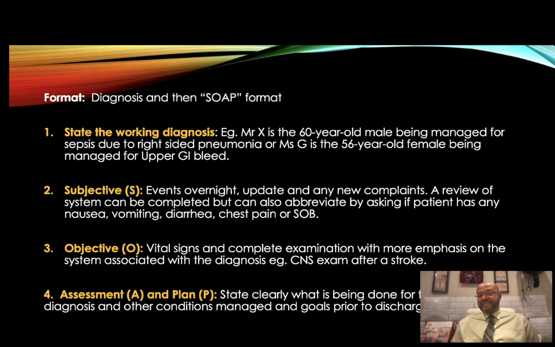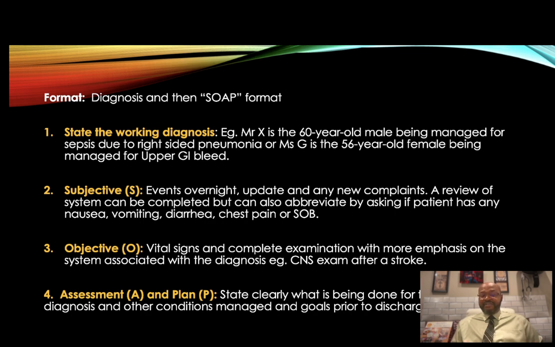This is not a time to say a 60-year-old male who presented with some cough and shortness of breath. That's your history of presenting illness. When you're presenting a history for progress notes, state the diagnosis so everybody knows what's going on with the patient: sepsis due to right-sided pneumonia or upper GI bleed. Then you start your subjective: any events throughout the night, any updates, any new complaints. You can review systems, but you can abbreviate by asking for specific ones like any nausea, vomiting, diarrhea, chest pain, shortness of breath. So you pretty much just hear the patient out if there's any new complaint.